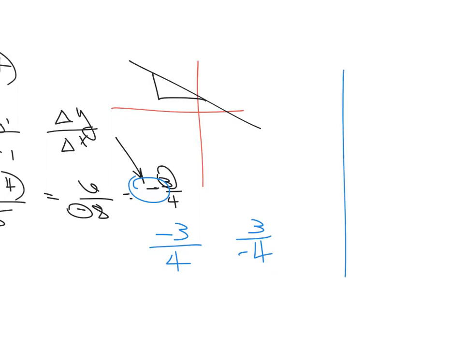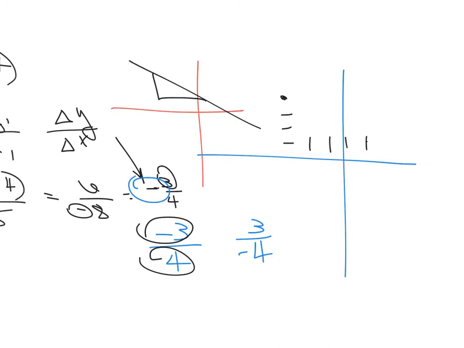It doesn't matter, okay? So let's say, for example, we have our line, or we're trying to draw our line, and we have a point here. It says 3, we go down 3, 1, 2, 3, and then we go to the right 4, 1, 2, 3, 4, and there's a point there. And we draw our line. Okay, that's if we have negative 3 over 4.